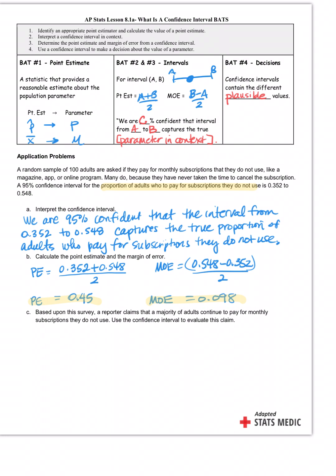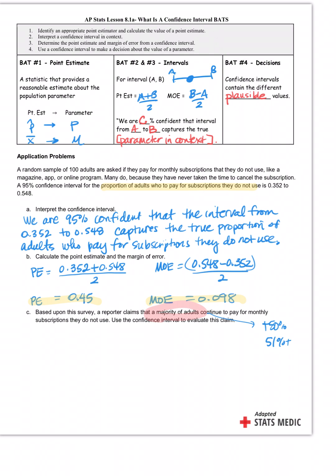Now, the claim thing, look at part C. Based on the survey, a reporter claims that a majority of adults continue to pay monthly for subscriptions they don't use. Use the confidence interval to evaluate. Okay, so let's stop and think. What does majority mean? 50%. So more than 50%. So that would mean 51% or higher, right? So look at our interval. Is 51% in there? Yes. Is the entire interval higher than 51%? No.